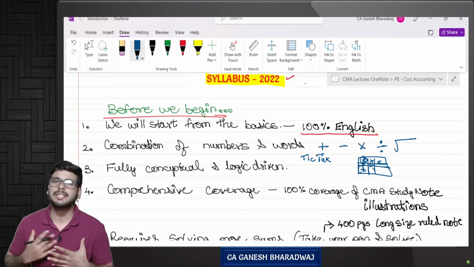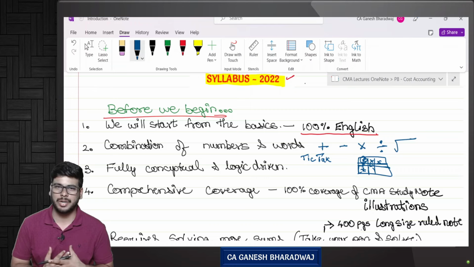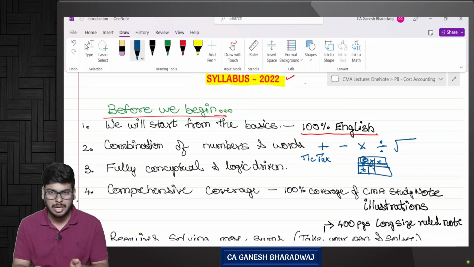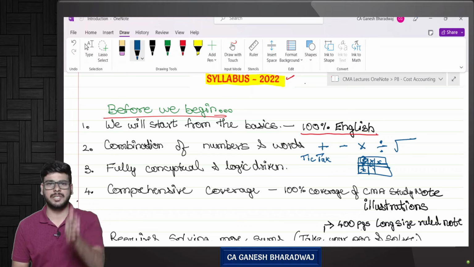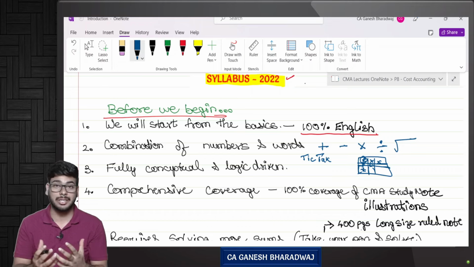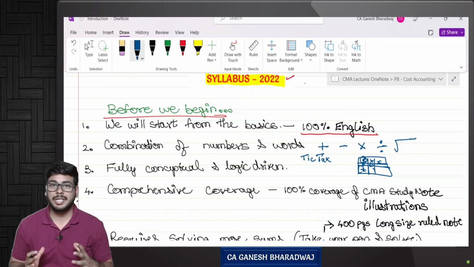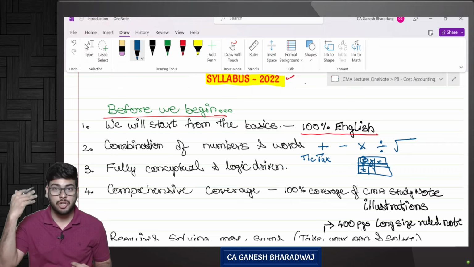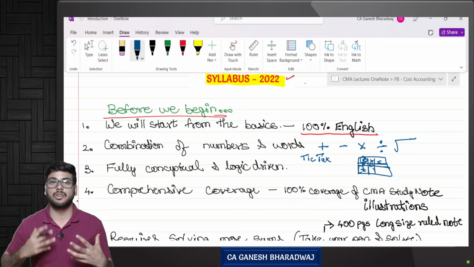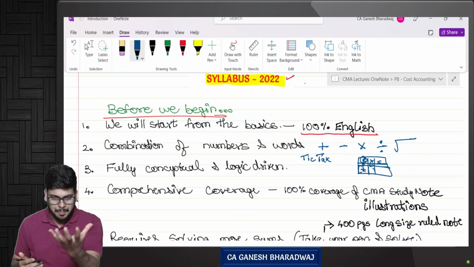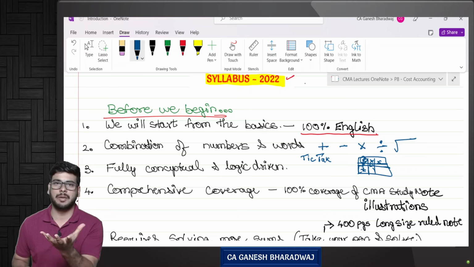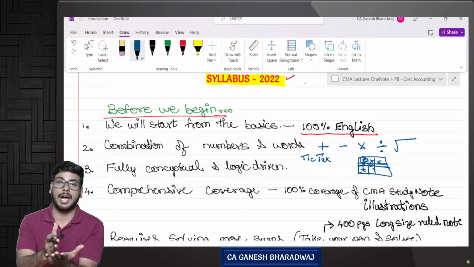Absolutely not. Similarly, in our paper, cost accounting, there is no structured formula wherein if I say you do these formulas, you will automatically get the answer. No. Our subject is purely conceptual and logic driven. It requires a lot of presence of mind. So based on the data that is given in a particular question, it needs to be addressed properly.